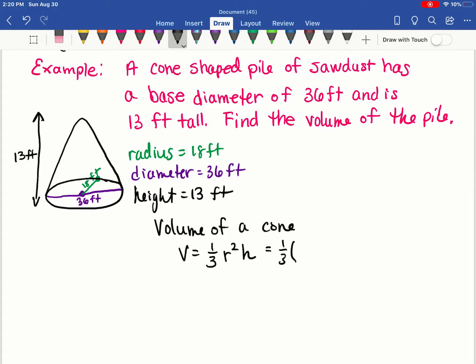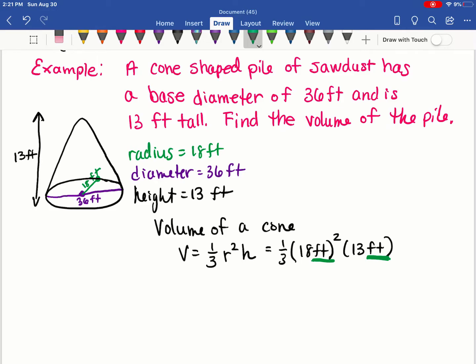Now don't get the radius mixed up with the diameter. The radius is 18 feet, and we're going to square that. And then the height is 13 feet. Notice again that I have feet squared here because feet is being squared, and then I have feet here, and we're talking about volume, so this makes sense that we're going to end up with feet cubed. I have 2 here and 1 here, so we're going to end up with feet cubed.